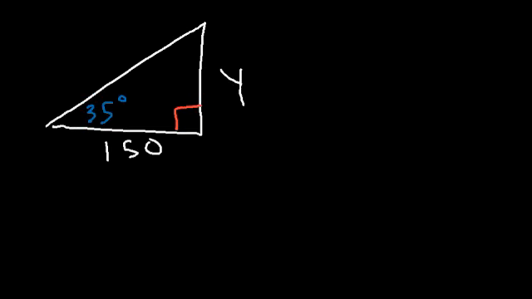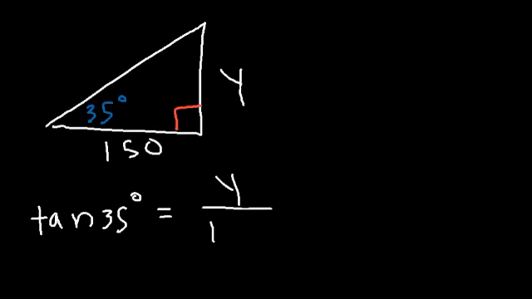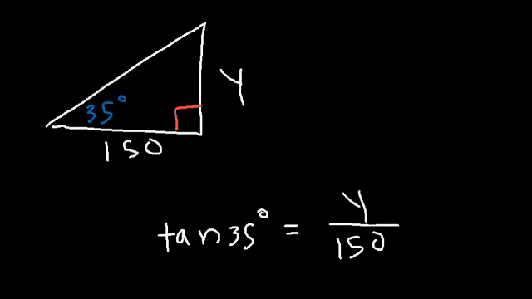What can you do to solve for y in this particular problem? What trig function would you use, sine, cosine, or tangent? So notice that you have the opposite side and the adjacent side. Therefore, tangent is the appropriate function to use. Tan 35 is equal to the opposite side divided by the adjacent side. So to solve for y, let's multiply both sides by 150.